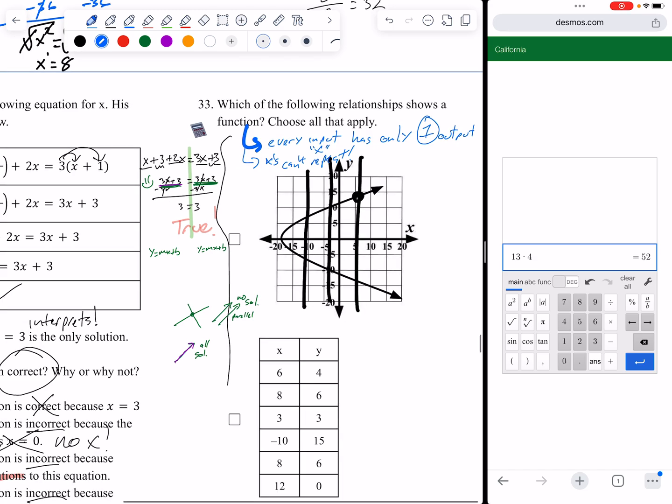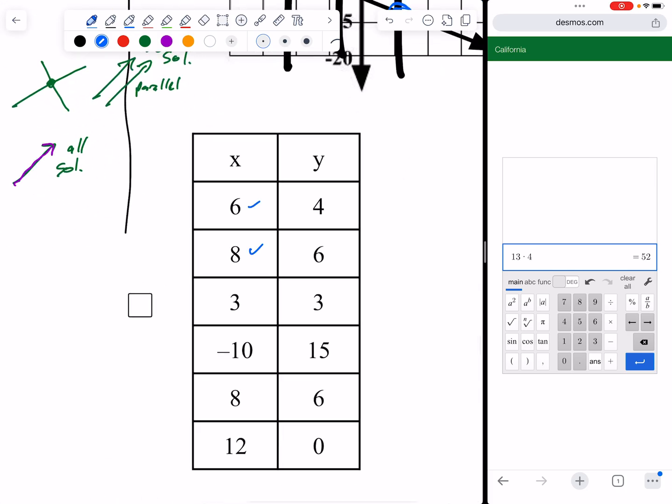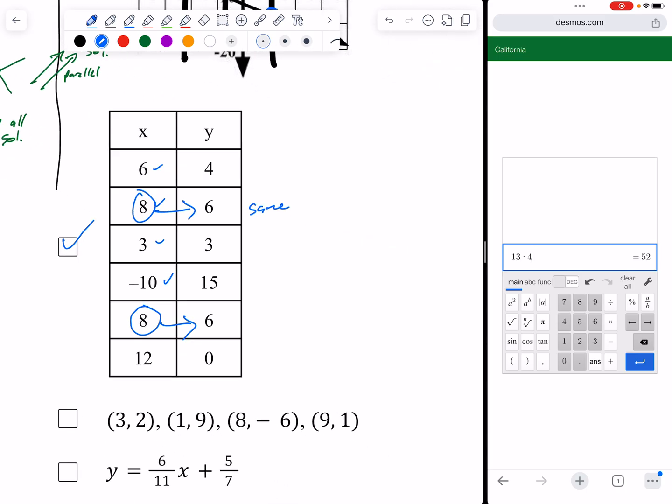So on a graph vertical line test, look, if my x is 5, I got an output of whatever that is. I got 2 outputs. No. So my x's, I got 6, 8, 3, oh, I got 8 and 8. My output was 6 and my output was 6. Oh, wait, they are the same. So this one is a trick question. That means that one's okay because it's the same point.